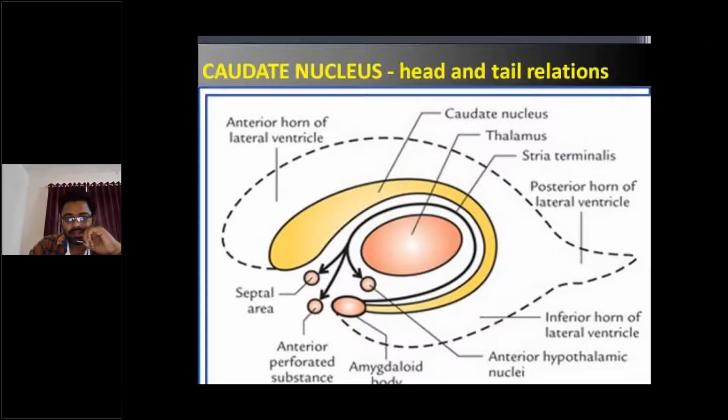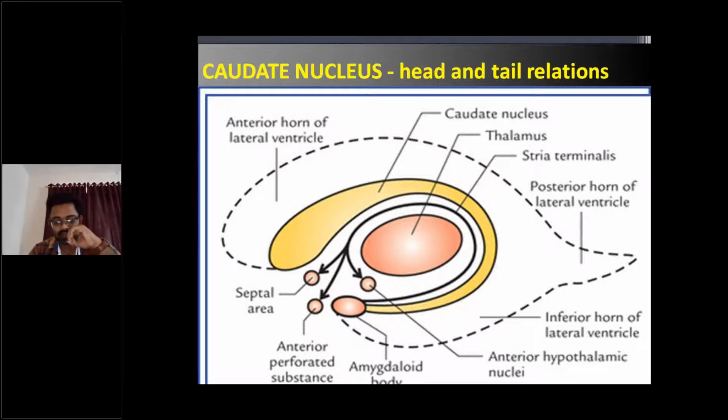Next one, tail relations here. The tail of the caudate nucleus is superiorly related to the thalamus and the sublentiform part of the internal capsule. That's all about the caudate nucleus.